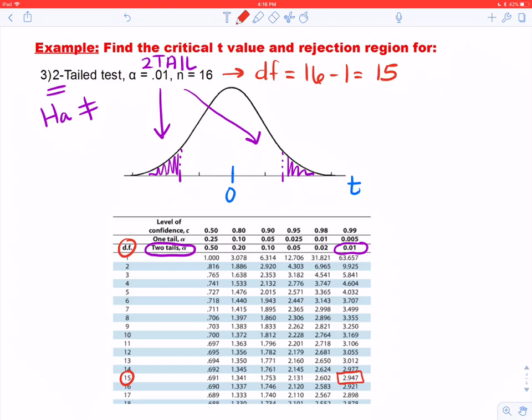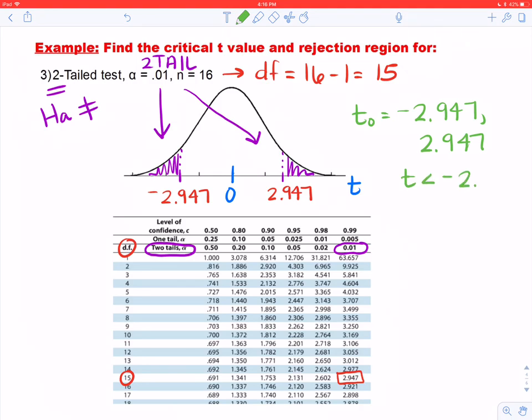2.947. Again, we know from looking at this with Z that in a two-tailed test, we have both a negative critical value and a positive critical value. So once again, critical values would be negative 2.947 and positive 2.947. And rejection region, what is shaded, would be anything less than negative 2.947 or anything greater than positive 2.947.